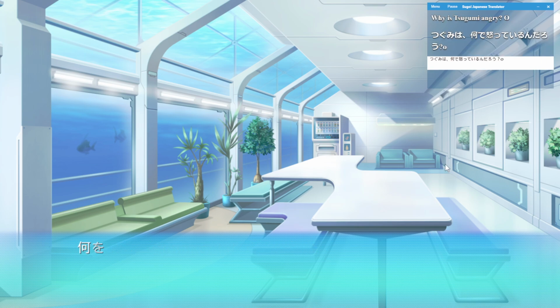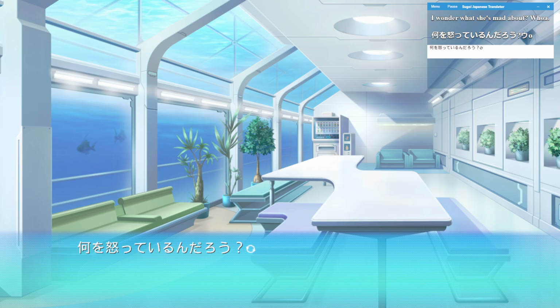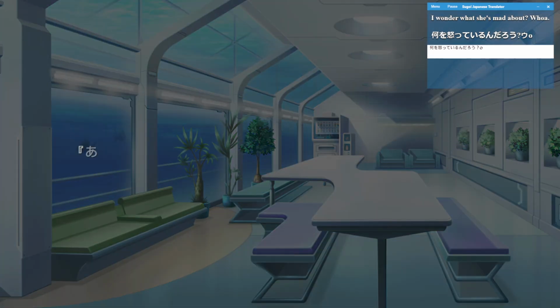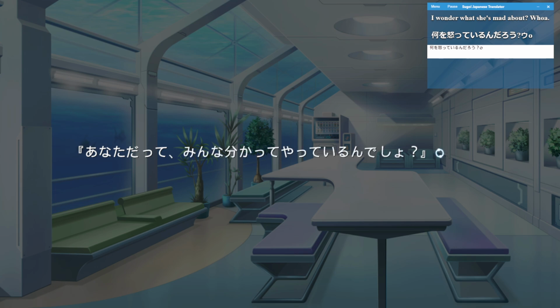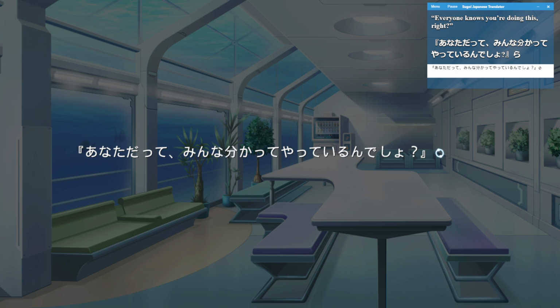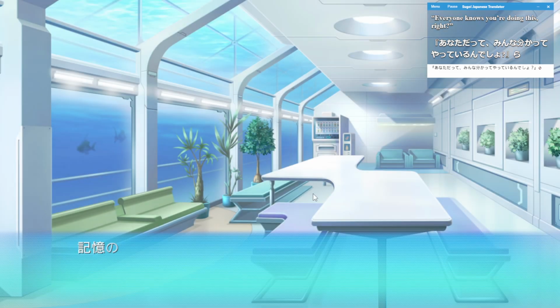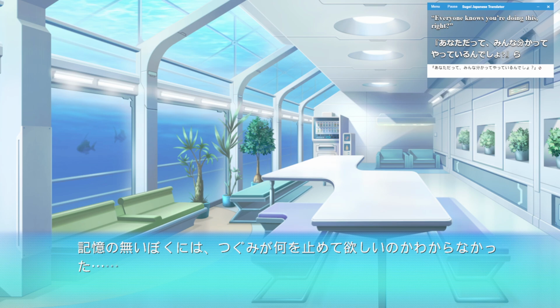Why is Tsugumi angry? I wonder what she's angry about. あなただってみんな分かってやっているんでしょ。 You know what everyone is doing, right? Something like that. I mean, she doesn't even know what they're doing. She knows what they're doing in a kind of superficial sense, but she doesn't know why they're doing it.